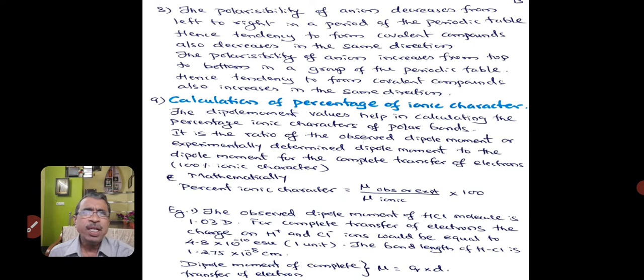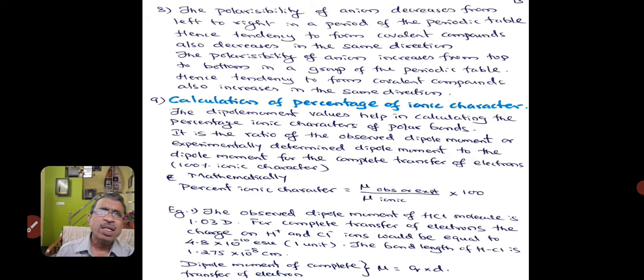The polarizability of an ion decreases from left to right in a period of the periodic table. Hence, the tendency to form covalent compounds also decreases in the same direction. The polarizability of an ion increases from top to bottom in a group of the periodic table. Hence, the tendency to form covalent compounds also increases in the same direction.